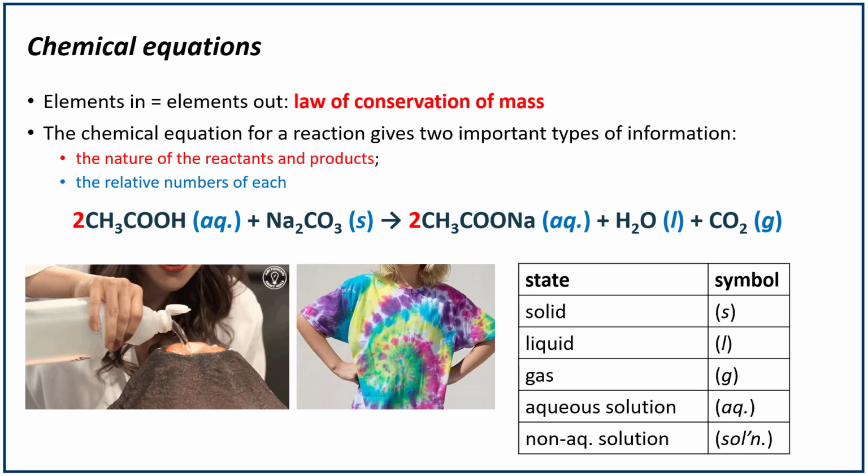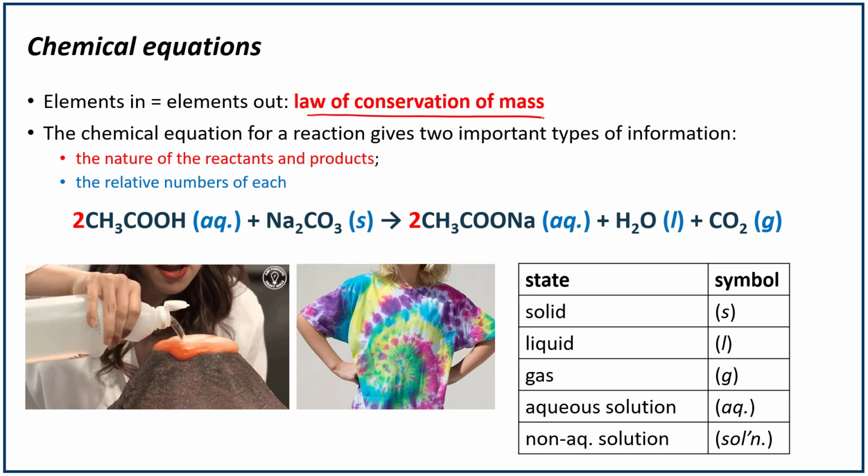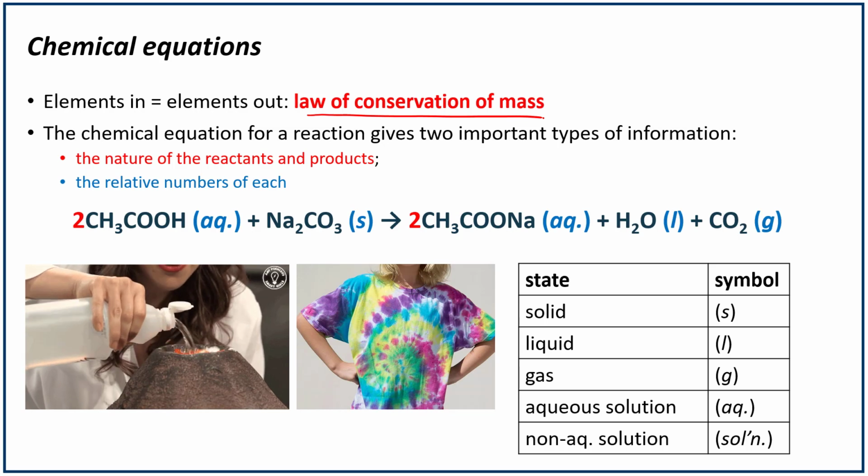So as I mentioned before, most of chapter 5 will be looking at chemical equations. And basically the rule for chemical equations is that elements in is equal to elements out, which is basically the law of conservation of mass, which we looked at last time in chapter 1. That just means that how many elements you have in the product side should be how many elements you start with in the reactant side.